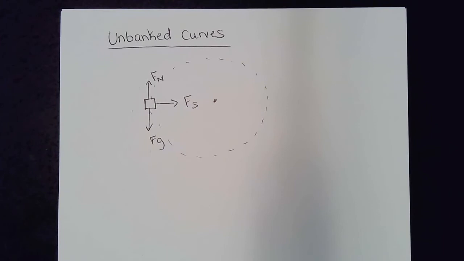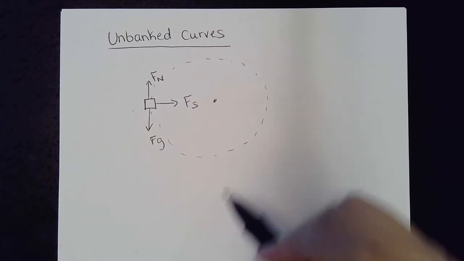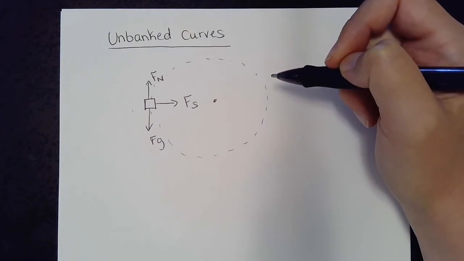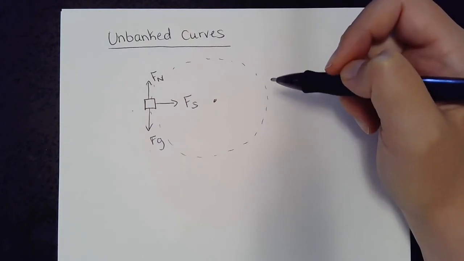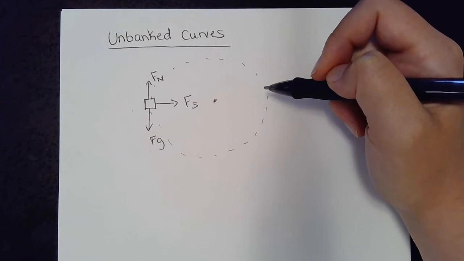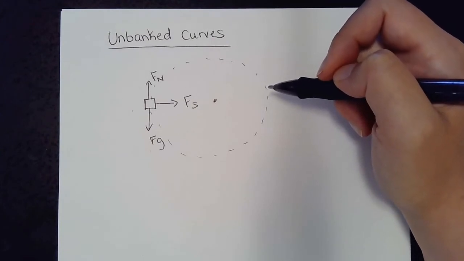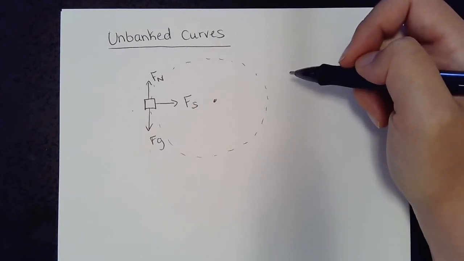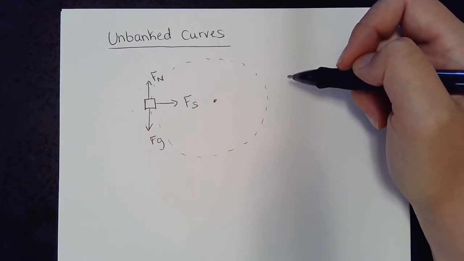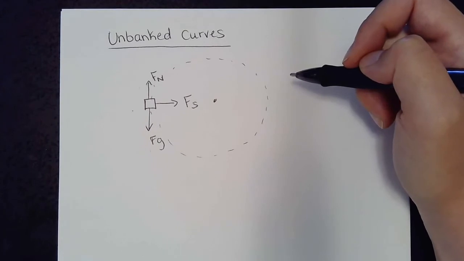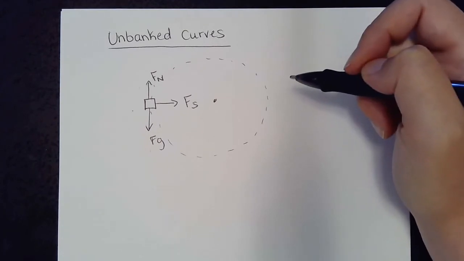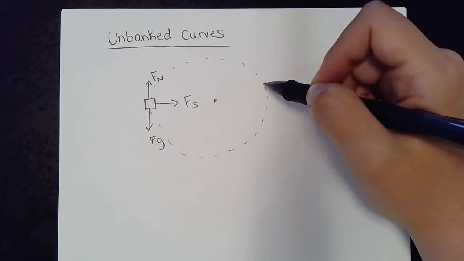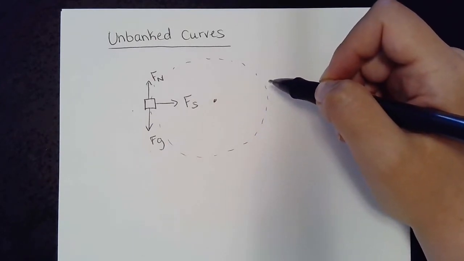An unbanked curve in physics just means a flat curve, so it's not on an incline. And in this case, the force of friction is the net force towards the center of the circle that is responsible for turning the car in uniform circular motion. So it's actually impossible to turn the car without friction, or to drive the car for that matter. But if you think about turning on ice, it's much more difficult when the friction is low than on regular ground outside where the friction is higher.